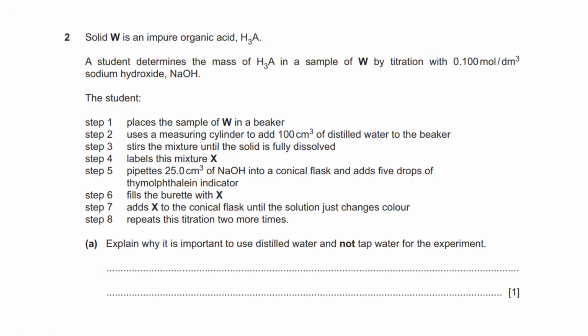So the first question, part A, says, explain why it is important to use distilled water, not tap water, for the experiment. So remember, distilled water is pure, a type of water where there are no impurities in it, no minerals, salts, and anything else. Whereas in tap water, there is a high probability that we get some contaminations such as salts, minerals, and other aspects. So that is the reason why we use distilled water.